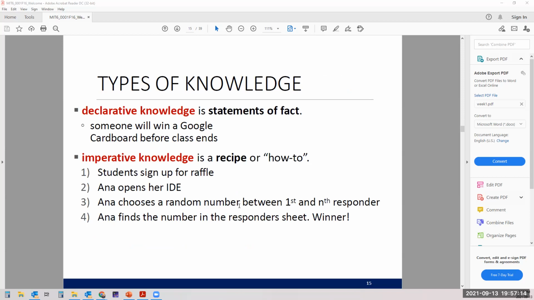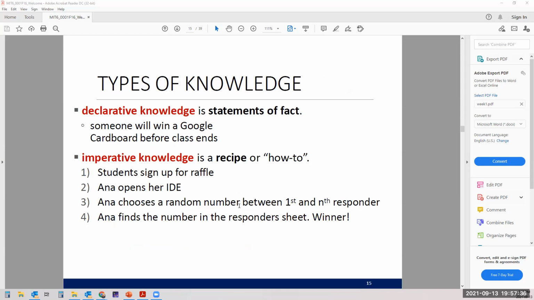Types of knowledge. We have declarative knowledge, which is a statement of facts. Someone will win a Google Cardboard before a class ends. These are facts. Or imperative knowledge, which is a recipe or how-to.